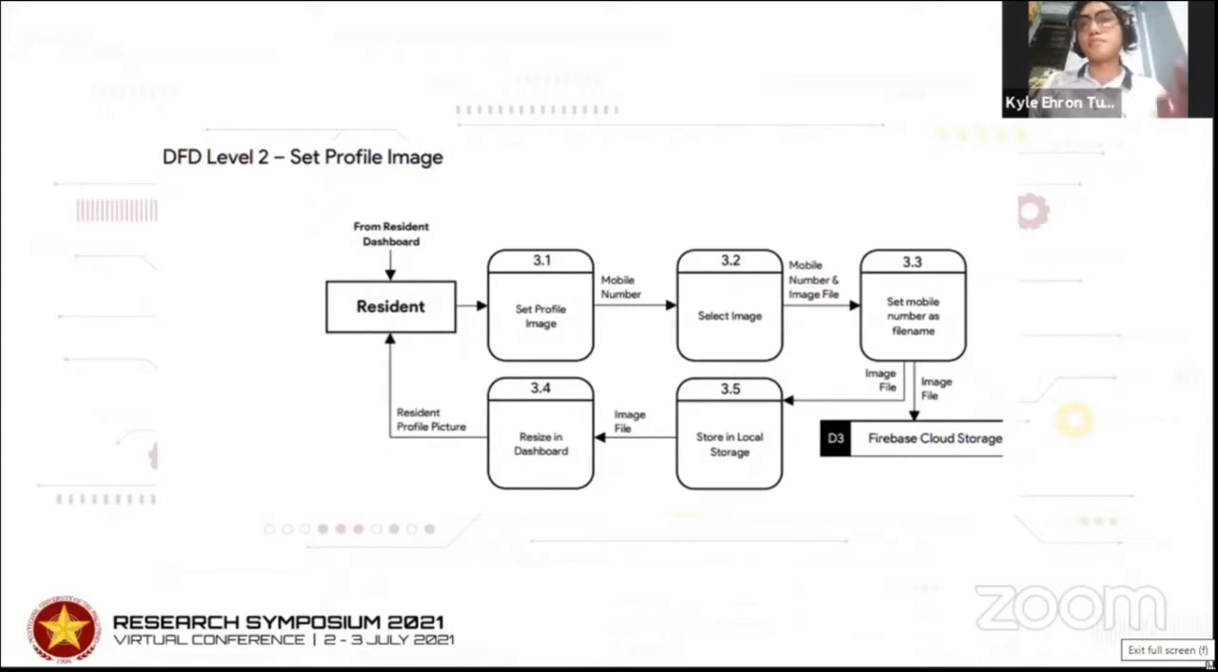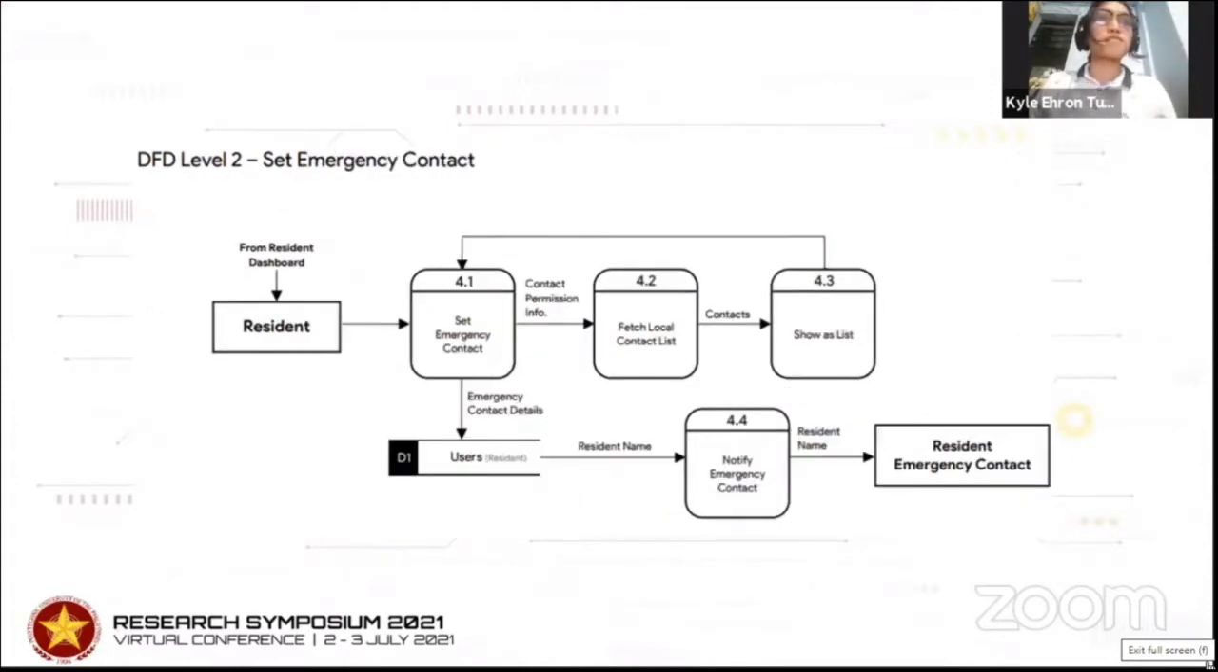Tapos yung mobile number ay gagamitin bilang file name ng image na kinuha ng user at masasave siya sa Firebase cloud storage. Tapos masasave siya sa local storage at mariresize para sa image ng dashboard. Ito naman yung level 2 DFD para sa setting ng emergency contact.